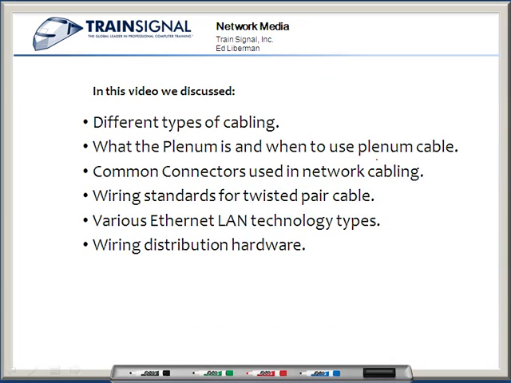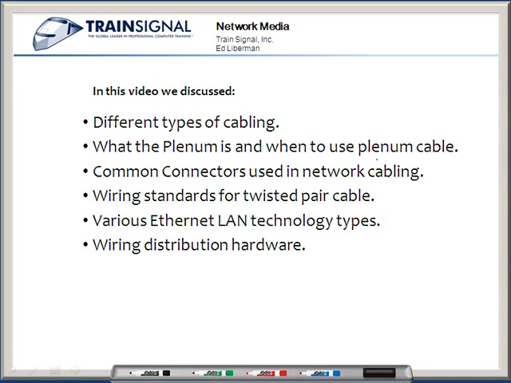So, in this video, we talked about the different types of cabling, right? We talked about twisted pair cable, coaxial cable, and fiber optic cable. We learned what the plenum is and when you're supposed to use plenum grade cable. Basically, it's all about fire hazard, right? We don't want to have our cabling become an actual fire hazard, as in extending the fire. And we also don't want to create toxic fumes that might make someone sick or kill them.